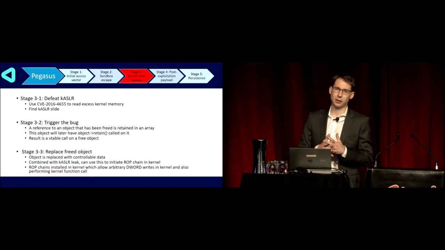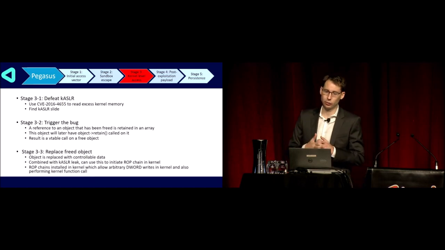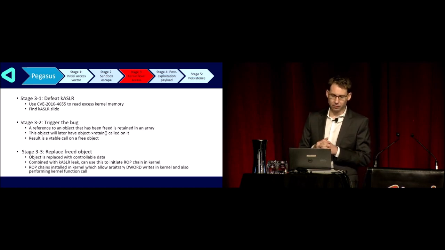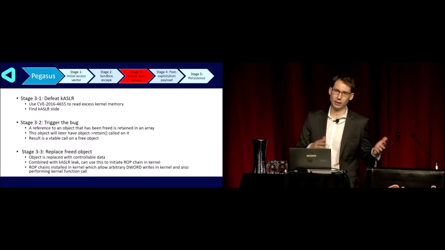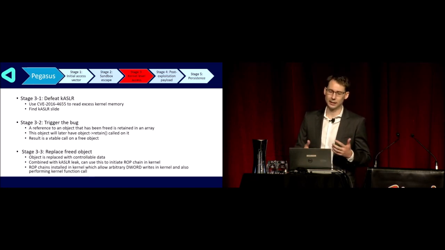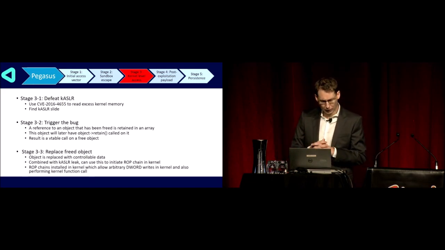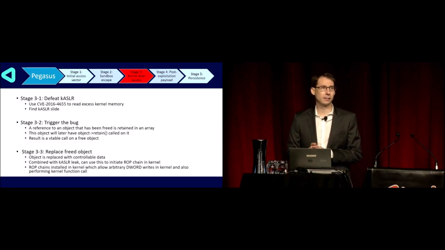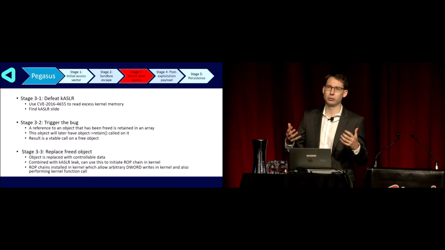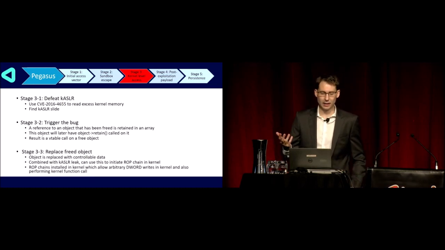To defeat KASLR, like I said, they had a separate vulnerability which allowed them to read excess kernel memory adjacent to a buffer that they had allocated. From doing that, they were able to get a vtable pointer, and from that, they were able to calculate the slide that the kernel has been moved by. So they know where the kernel is in memory. Furthermore, they then trigger the bug. Again, this was not unlike the JavaScript vulnerability that they found, in that they were able to cause a use after free and maintain a reference to a stale object that had been freed and reallocated as something else.